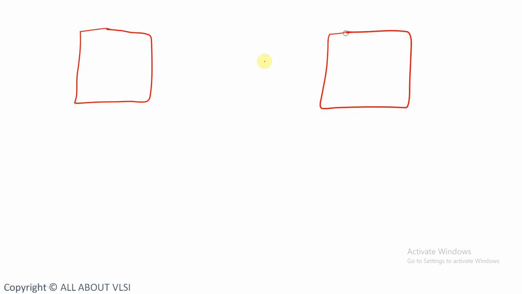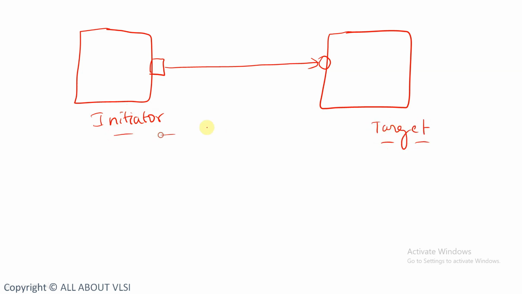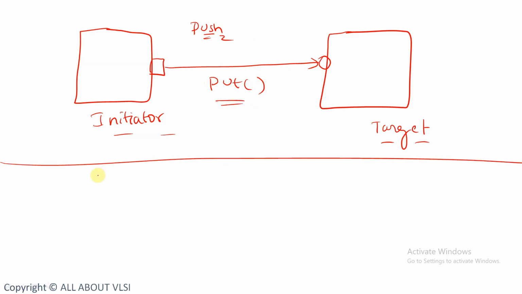Let me take push based ports first. Let's say we have a port here, as well as an implementation port here. Here we are using a put port for transferring the data from the initiator to the target. Let's say the data flow is from initiator to target. Here we are using a port and here we are using an implementation port. This is basically push based ports, that is, we are using the put method. Yesterday in our previous session we have seen this.